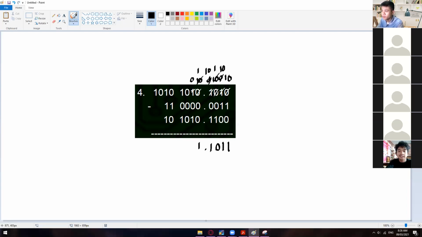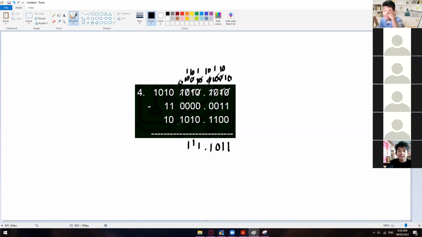And then 0 minus 1 cannot be, so we have to borrow again. Then again, this 1 doesn't have money, so he should borrow first from his neighbor. So 1 will become 0, 0 will become 10. And then 10 now will become 1, and this 0 will become 10. So 10 minus 1 is 1. 1 minus 0 is 1.